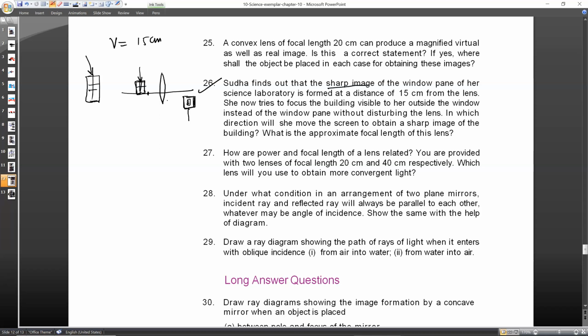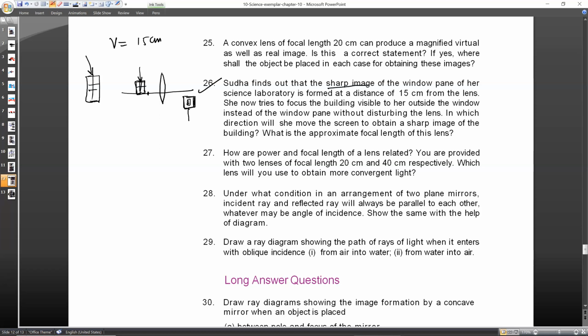Up to focal length or up to focus, the screen will come. Maximum distance the screen can come closer is its focal length, because it is making a real image. So if you place the object at infinity, then the screen you have to put at focus.